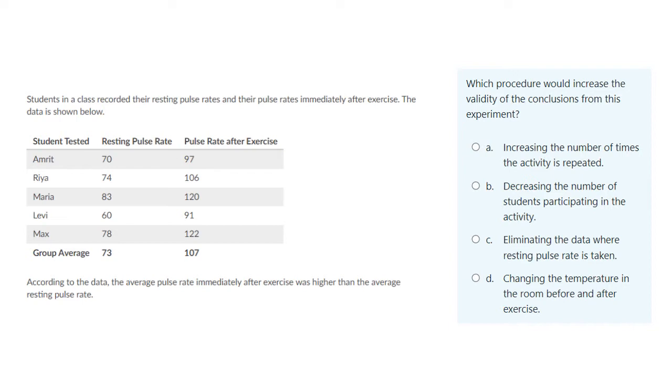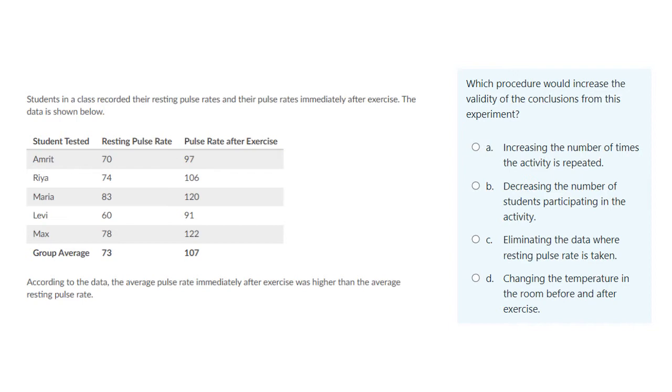Which procedure would increase the validity of the conclusions from this experiment? Increasing the number of times the activity is repeated, decreasing the number of students participating in the activity, eliminating the data where resting pulse rate is taken, or changing the temperature in the room before and after the exercise. We've looked at a similar activity to this before.